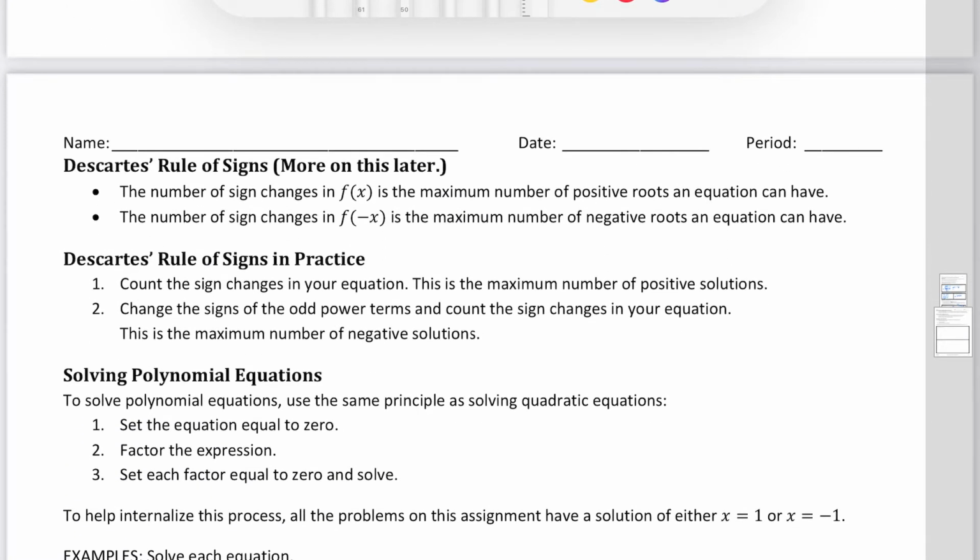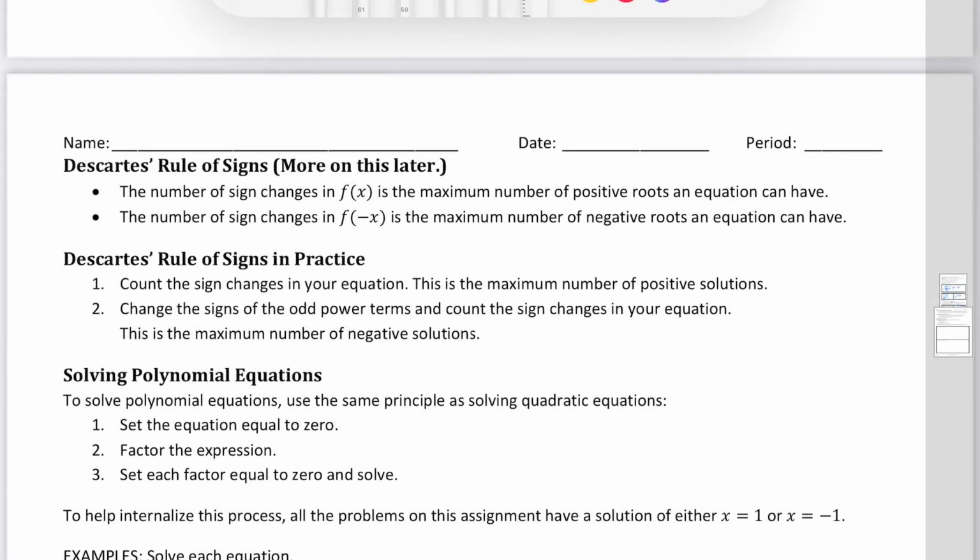Whenever we're trying to analyze an equation or a graph, a function, the number of sign changes is the maximum number of positive roots that the equation can have. And then if I switch the odd power signs and count the sign changes again, that'll tell us the maximum number of possible negative roots that your equation can have.